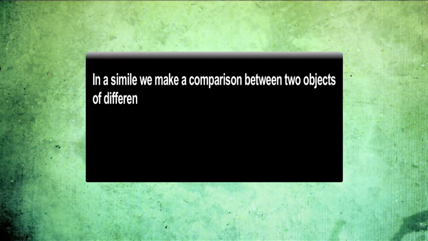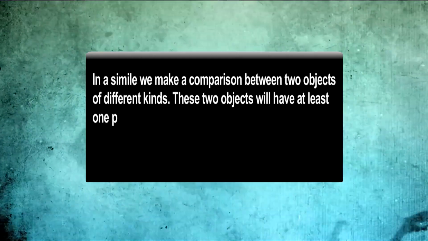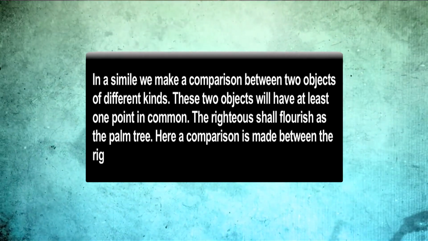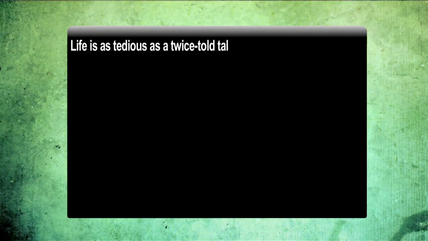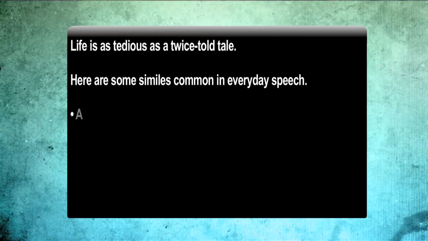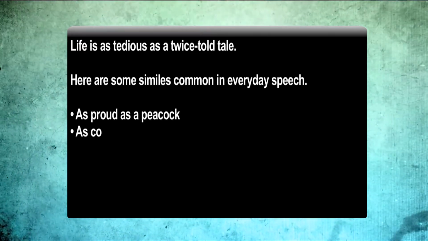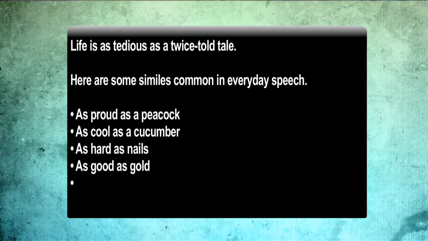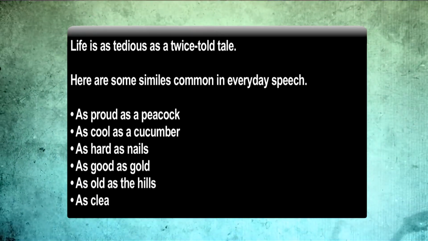Simile. In a simile, we make a comparison between 2 objects of different kinds. These 2 objects will have at least one point in common. "The righteous shall flourish as the palm tree." Here, a comparison is made between the righteous and the palm tree. "Life is as tedious as a twice-told tale." So, these were some examples of simile. Now, some very common examples of simile in everyday speech: as proud as a peacock, as cool as a cucumber, as hard as nails, as good as gold, as old as the hills, as clear as crystal. Try to note, learners, a comparison of 2 things of the same kind is not a simile.